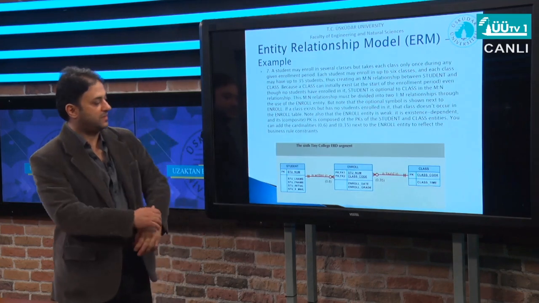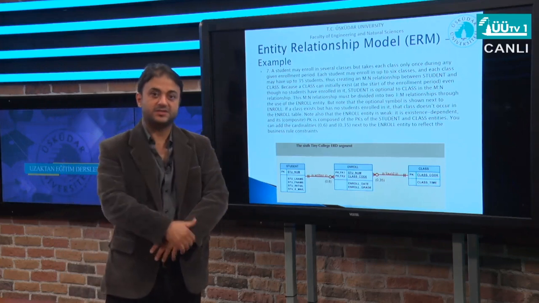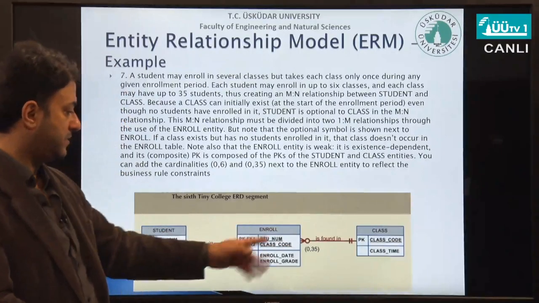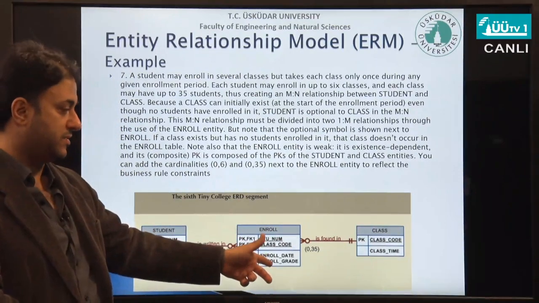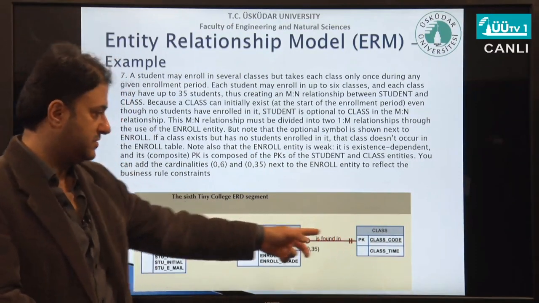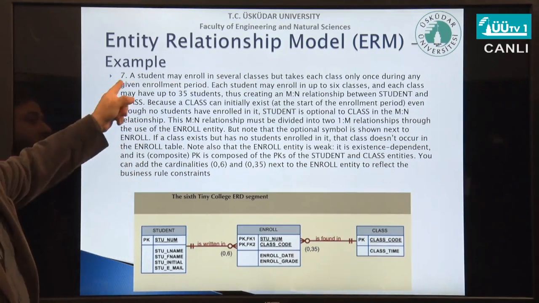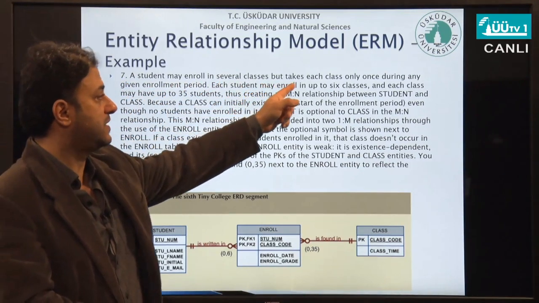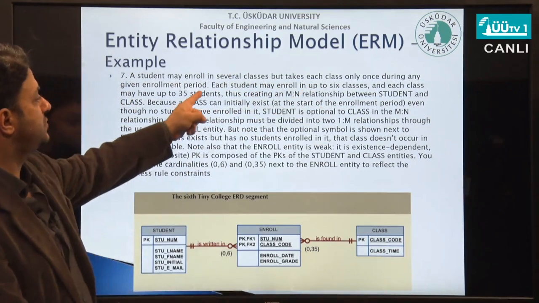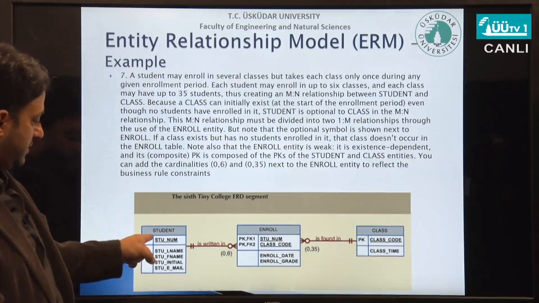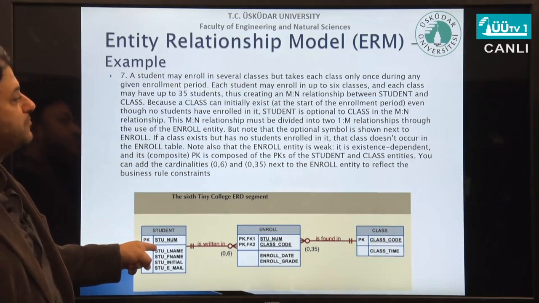Fine. Now, student and classes, we discussed this in the 4th week. The relationship between student and classes is many to many. We break it into an enrollment table in the middle. So 1 to many, many to 1. We discussed this again, but now look at the cardinality. A student may enroll in several classes, but takes each class only once. Each student may enroll in up to 6 classes. So each student can enroll in up to 6 classes.